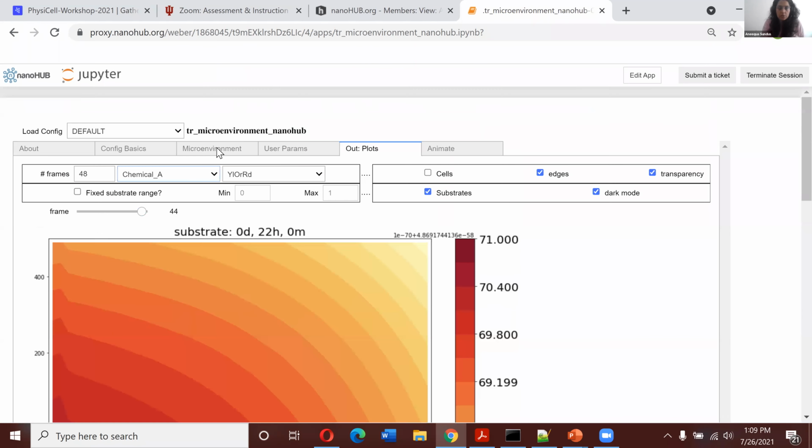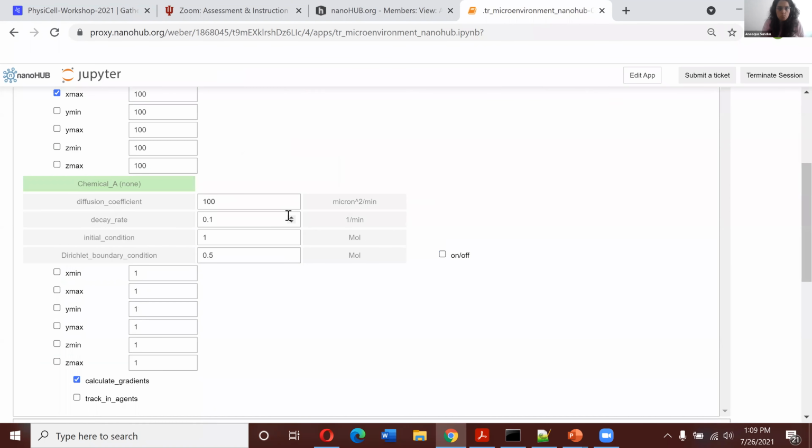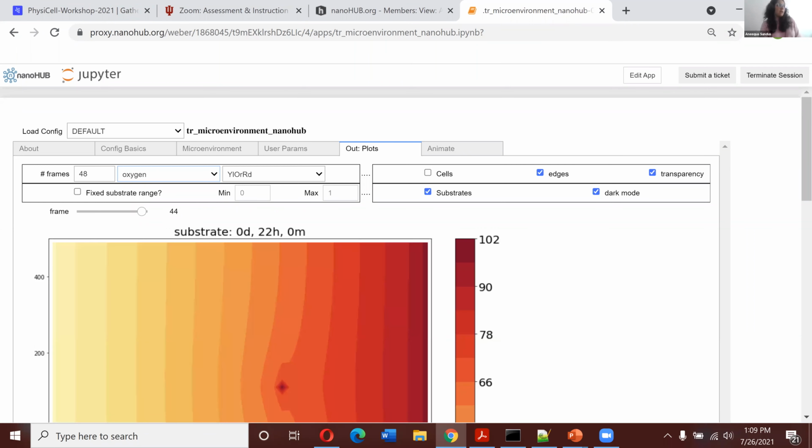I have to check what the conditions were for that. It has a decay rate, and its initial condition was 1. So it is a very minute amount. You can see this very small amount, and that's being displayed here. And we can change it and look at the other things. So that's for the microenvironment. If you have any other questions for microenvironment, you can ask them now, or we can go to Phenotype after this.